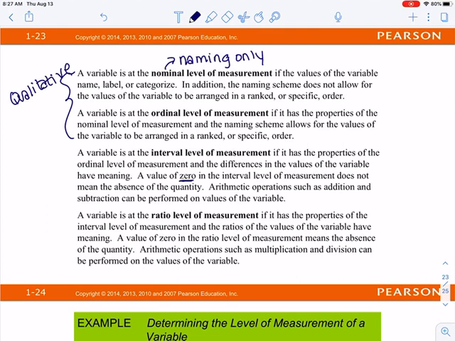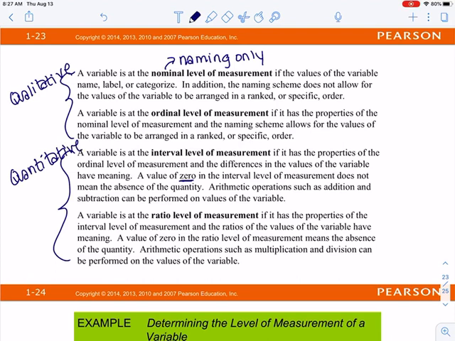A variable is at the ratio level of measurement if it has the properties of the interval level of measurement and the ratios of the values of the variable have meaning. A value of 0 in a ratio level of measurement means the absence of a quantity. Arithmetic operations such as multiplication and division can be performed on the values of a variable. So anytime you can have something that doesn't exist and has a value of 0, it makes sense, that's going to be a ratio level. So these two are quantitative. So we have our qualitative and our quantitative.